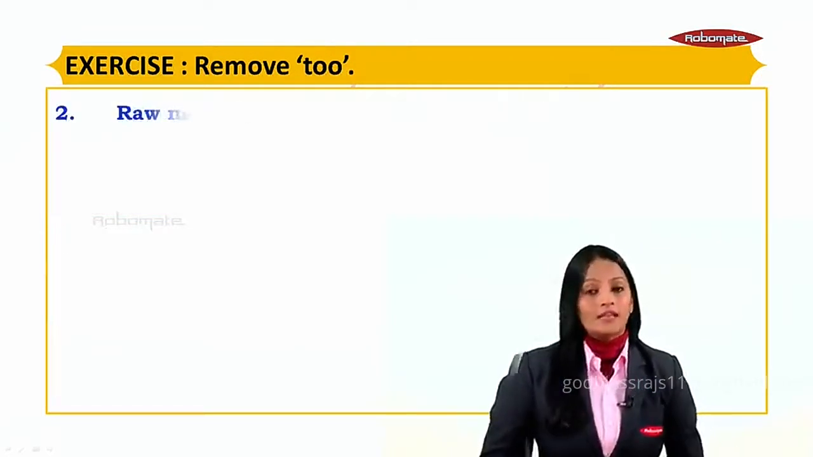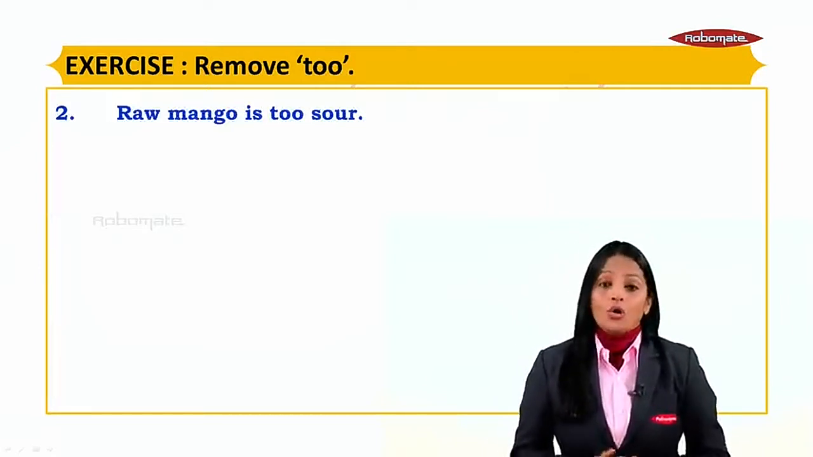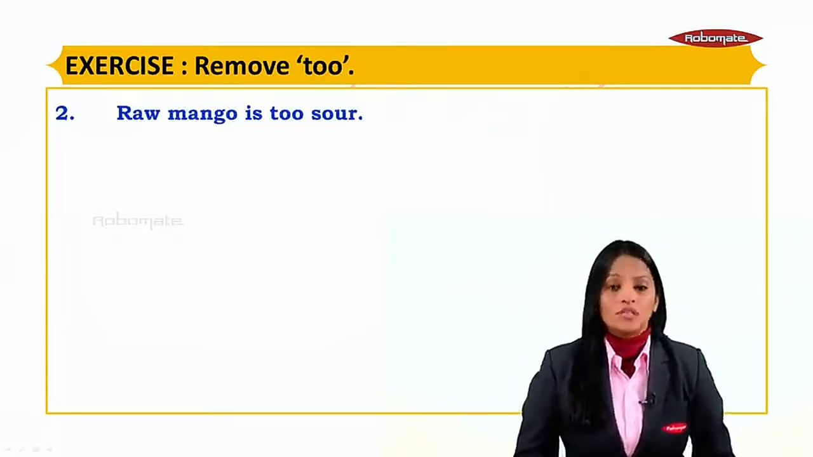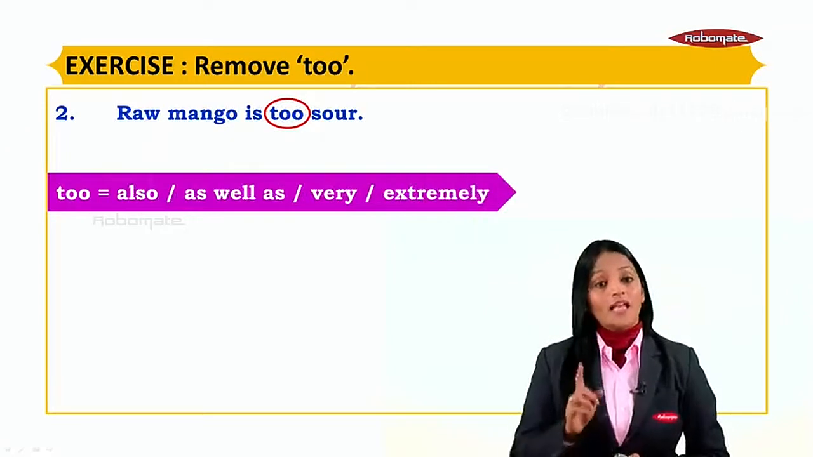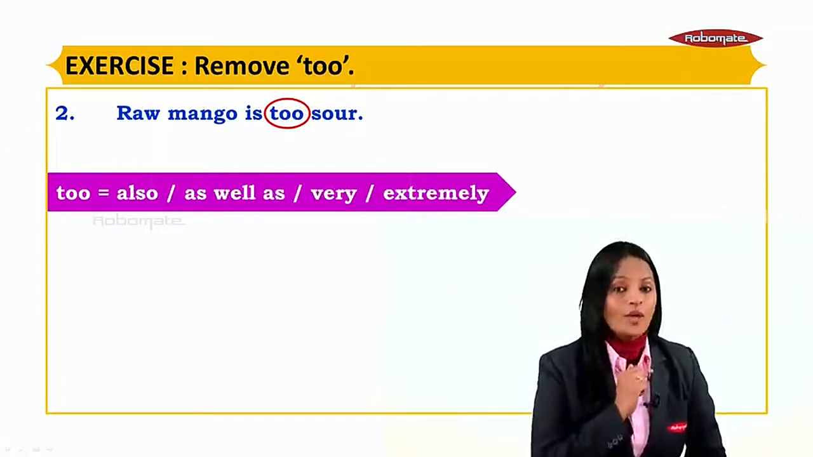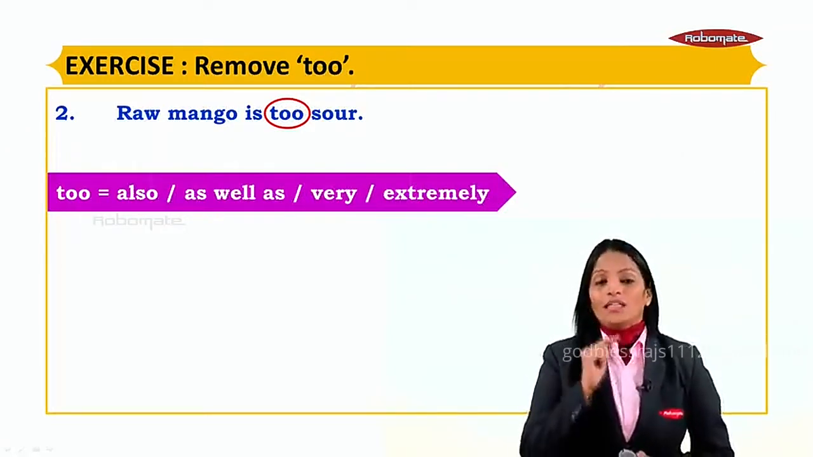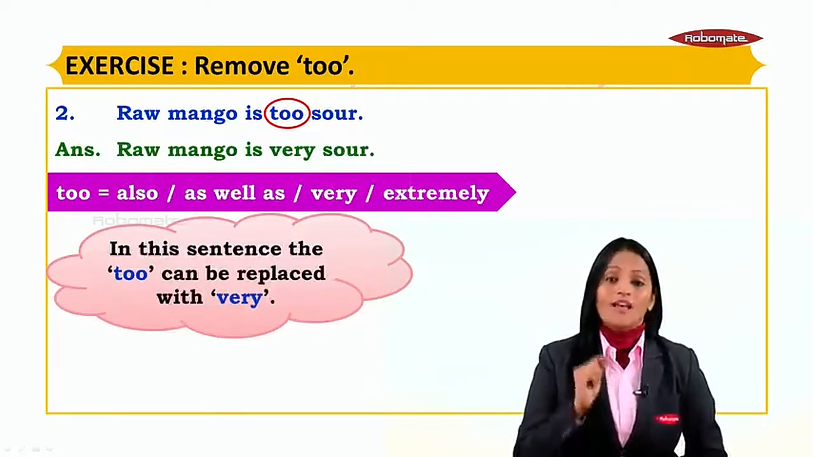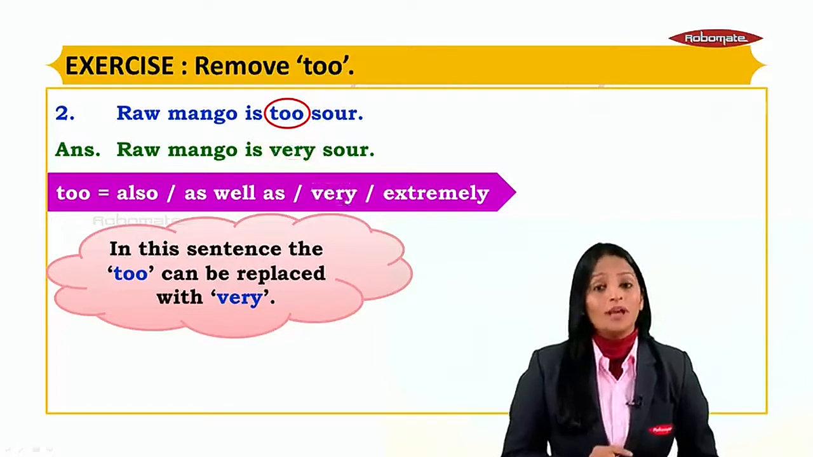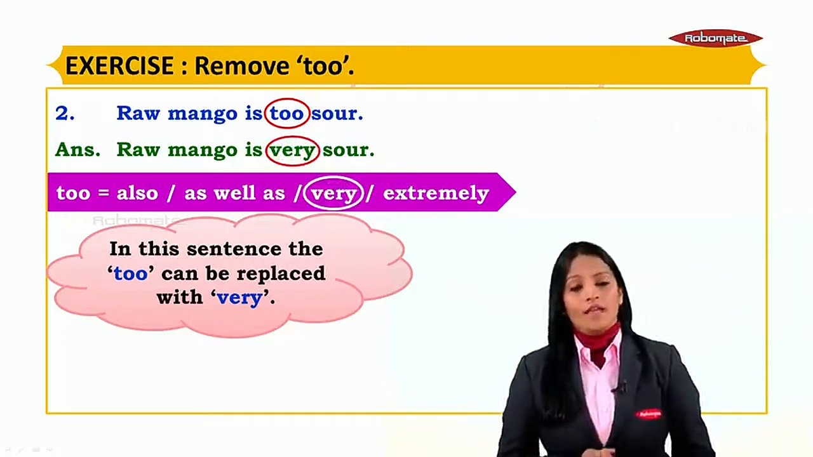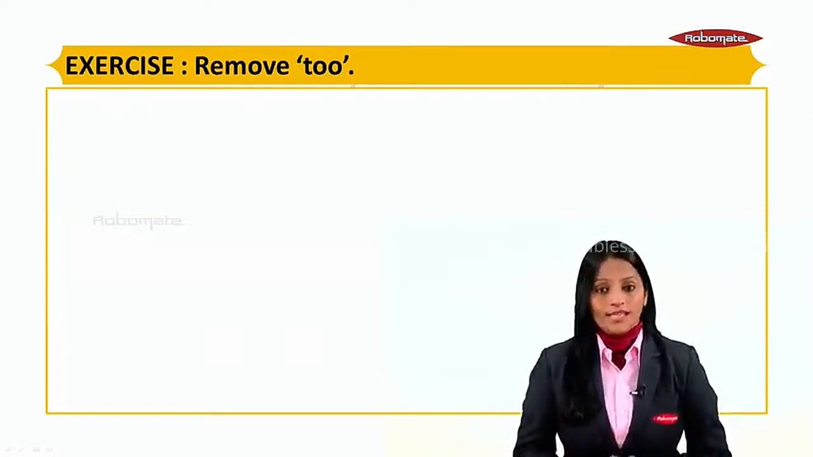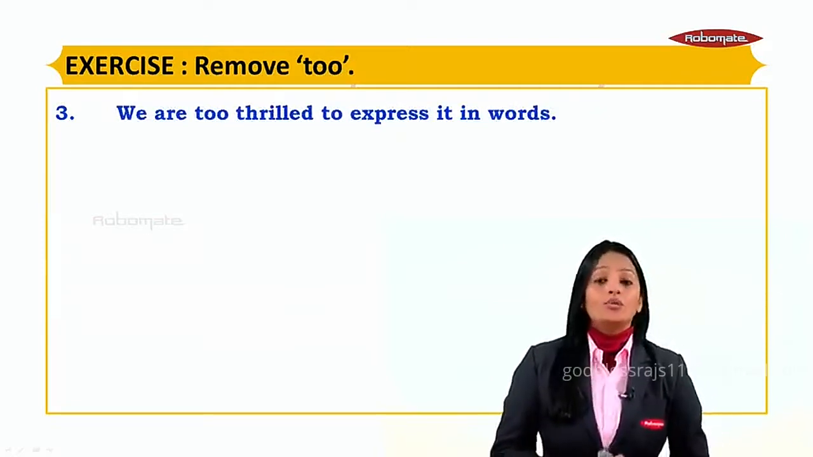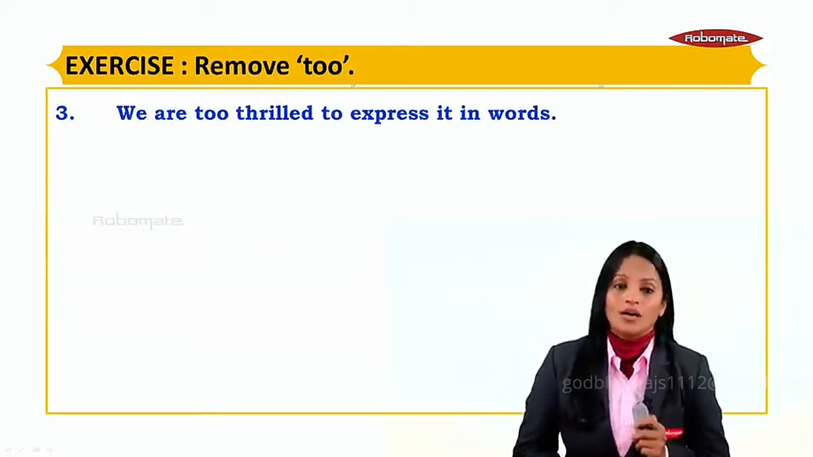Okay, let's take a look at another example. Raw mango is too sour. In this case, again "too" is alone, so we have to use one of these options, and we know immediately that it is raw mango is very sour. That means we are going to use the option very, because we understand the meaning of the sentence here. We are too thrilled to express it in words.